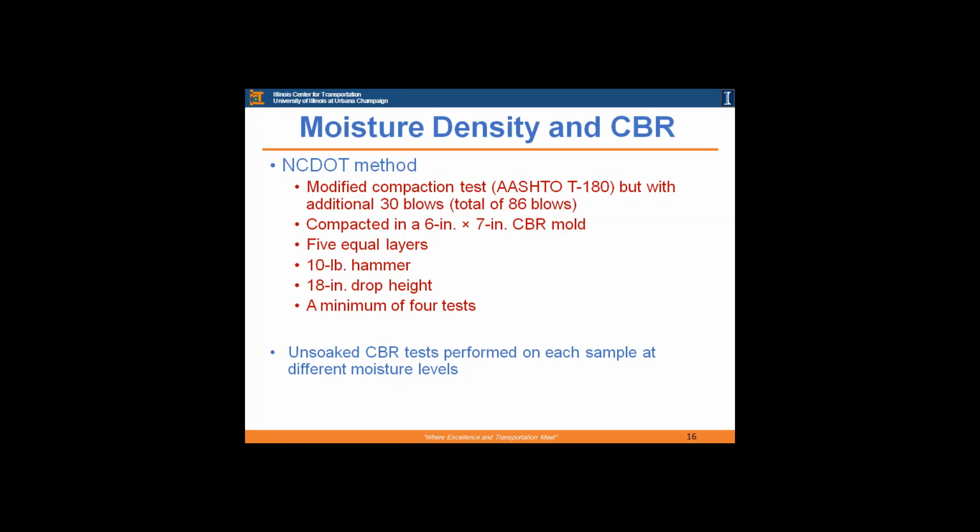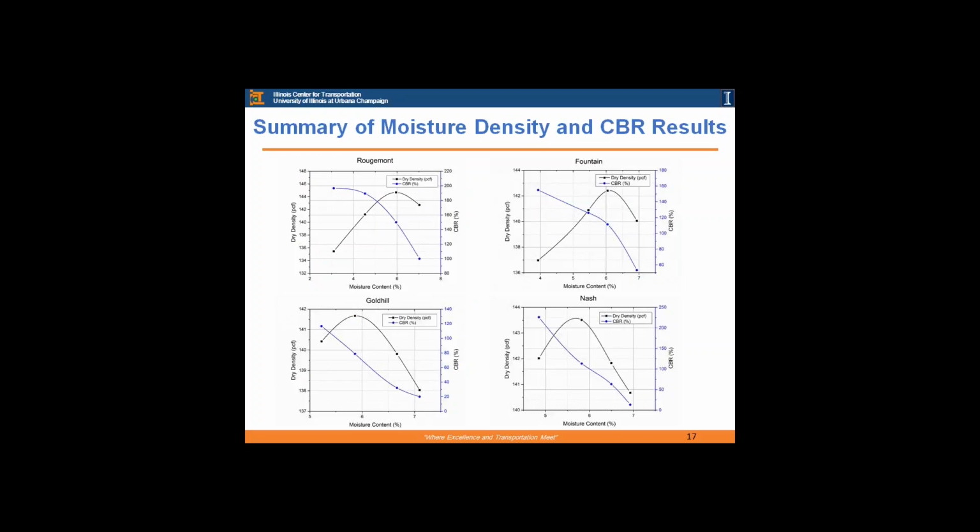And there was a minimum of 4 tests, and we also did the unsoaked CBR test performed for each of the samples. And here I'm showing the 4 materials for their moisture density curves as well as the CBR test. As you can see, most of the materials have optimum moisture content of around 5 to 6%, and maximum dry density in the range of 140 to 145. And they're all high quality aggregate materials, like CBRs are above 80 for all the materials at the optimum moisture content, unsoaked CBR, of course.